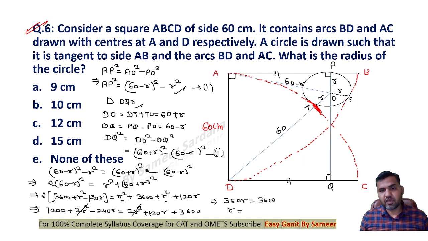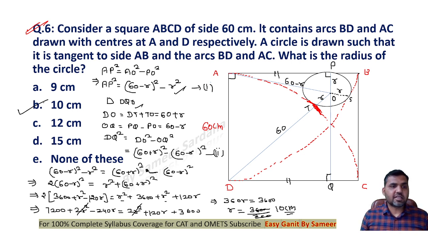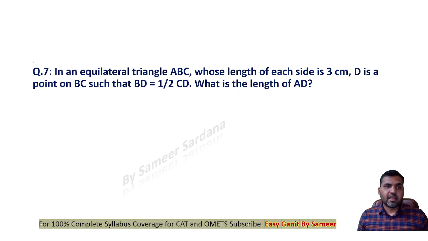So r is what we are supposed to find out, which would be 3600 divided by 360, that is equal to 10 centimeter. Radius is 10 centimeters, so B option would be the correct answer to the question, guys. Amazing question of circle and square. Here's the next question, guys.